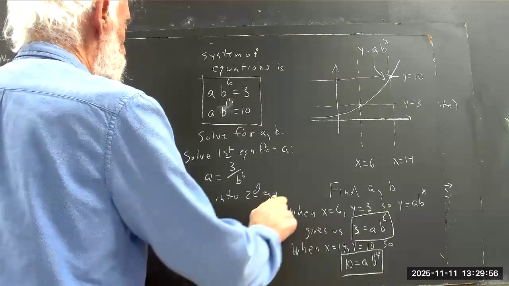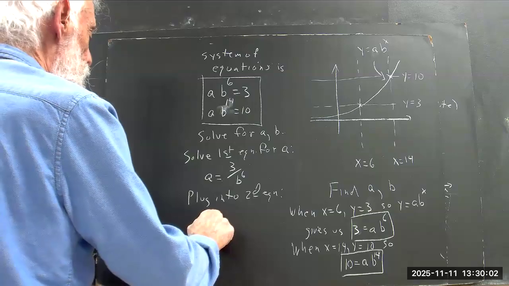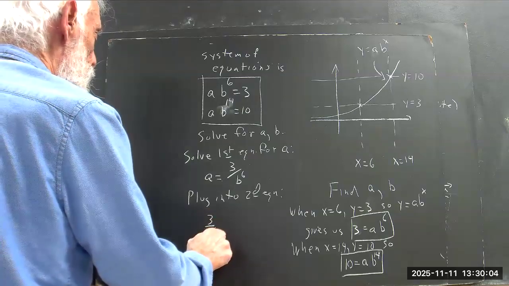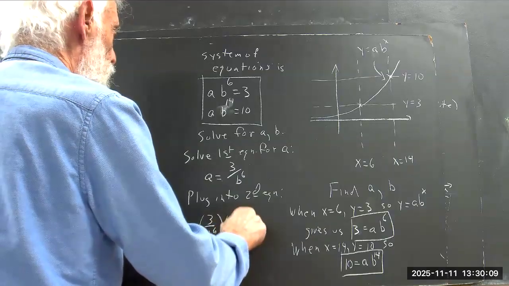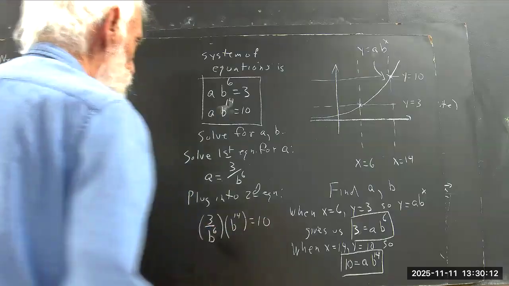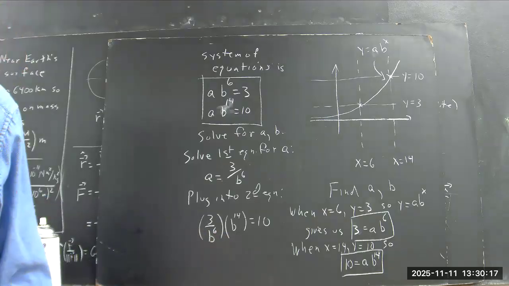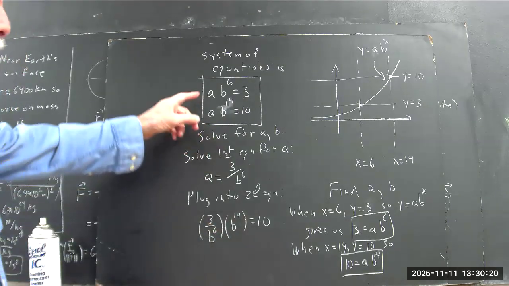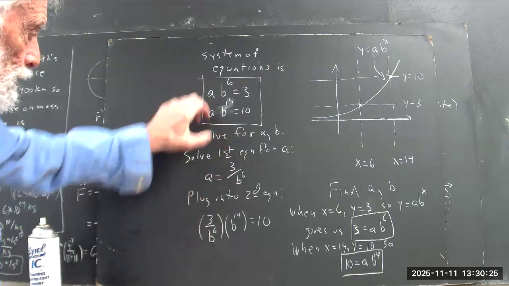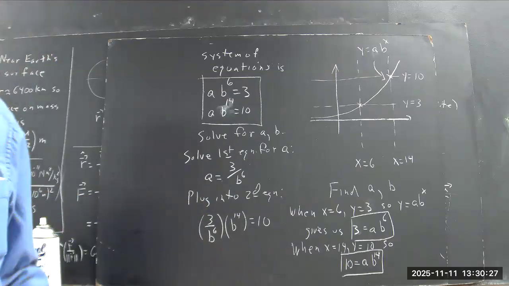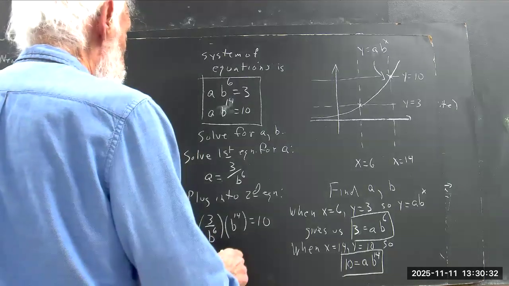We plug that into the second equation. So A is going to become 3 over b to the 6th, multiplied by b to the 14th. That equals 10. Notice that now we only have one variable in the equation. As we solved the first equation, it gave us a in terms of b. So when we plug this into the second equation, we have an equation with just b. No a there.